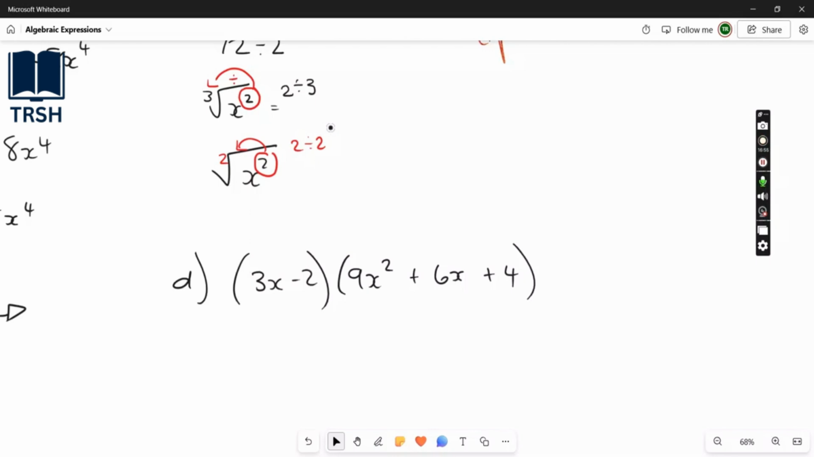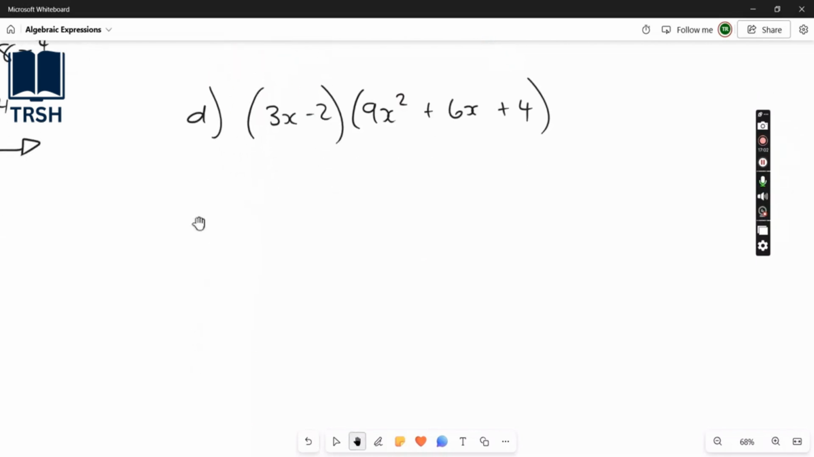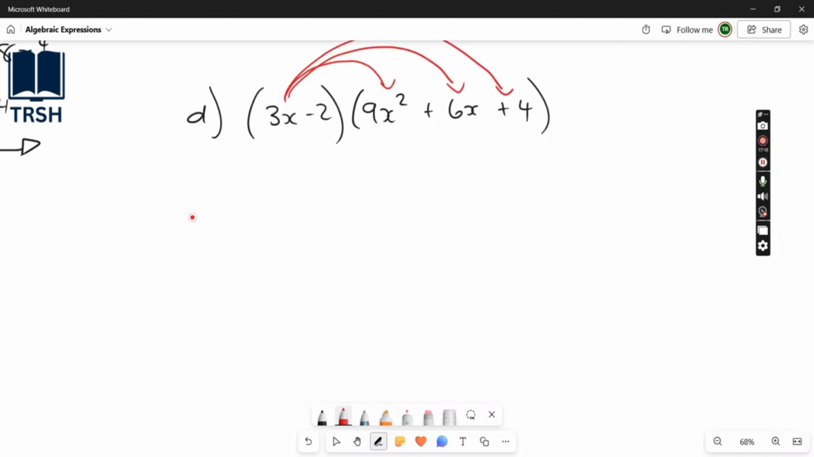Now, the same concept that we have when it comes to our brackets is the same over here. Just because on one side we have a binomial and on the other side we have a trinomial does not make it any different. So we have to multiply. We need to multiply this 3x with everything in the bracket, and then multiply the negative 2 again with everything in the bracket. It's a bit tedious, but you have to do it.